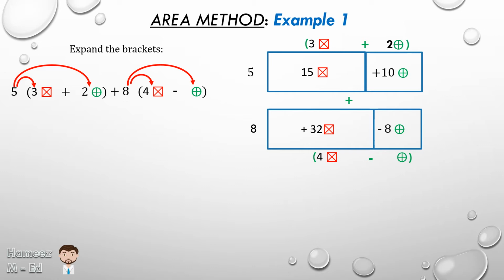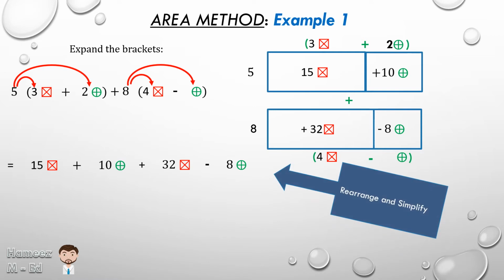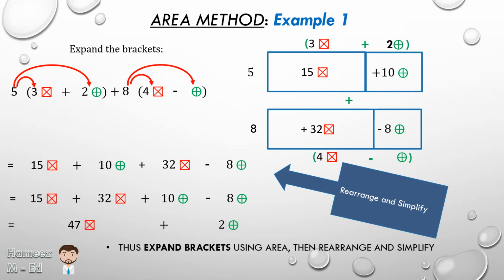Now that we have these 4 terms, then we can put them together. 15 squares plus 10 circles from the first 2 rectangles, and 32 squares minus 8 circles from the second 2 rectangles. And we can rearrange and simplify just as we did before. And that will give us 15 squares plus 32 squares plus 10 circles minus 8 circles. And we complete the question here. Therefore, we can expand brackets using the area method, then rearrange and simplify.